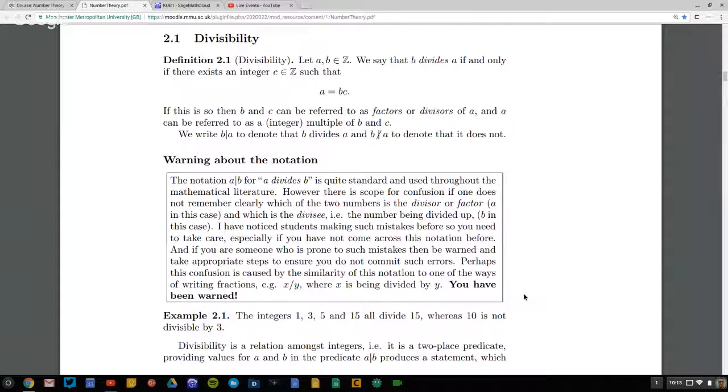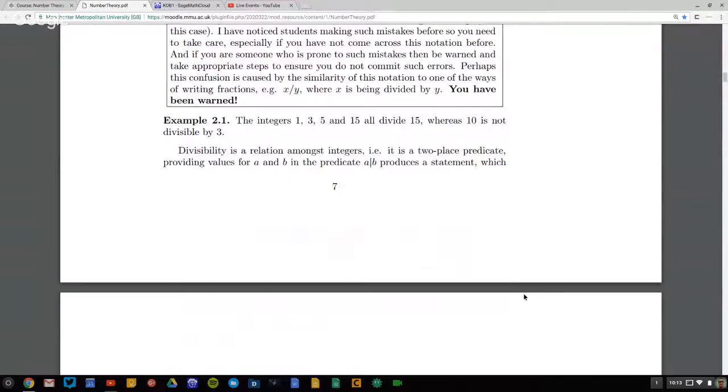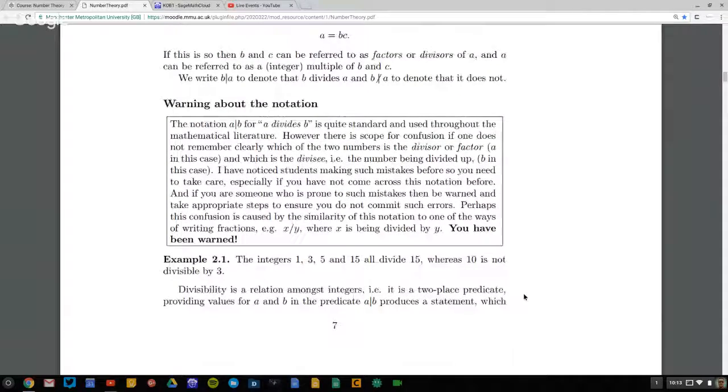So another quick example: 1, 3, 5, 15. They all divide 15, whereas 10 is not divisible by 3. 3 does not divide 10. Okay. Any questions just about the bare definition?